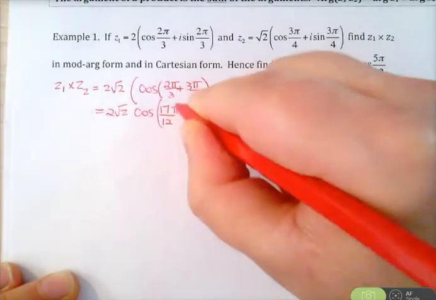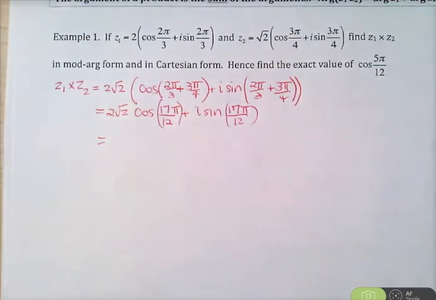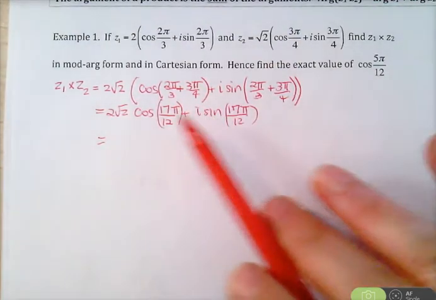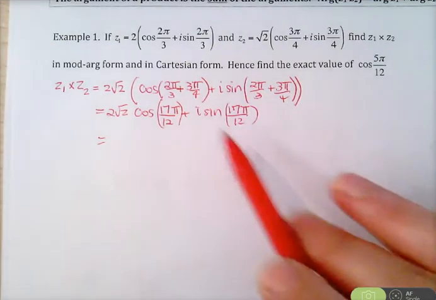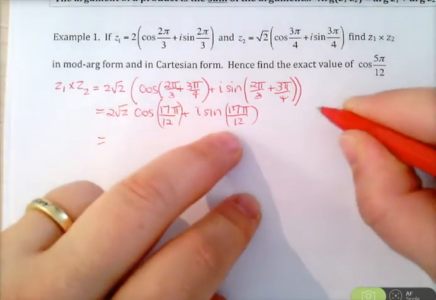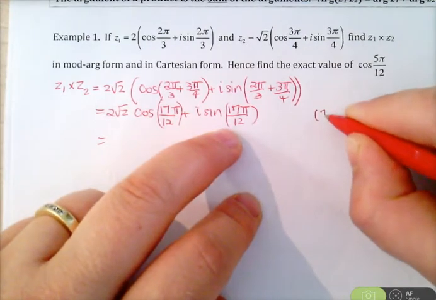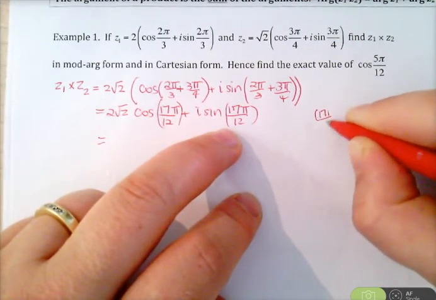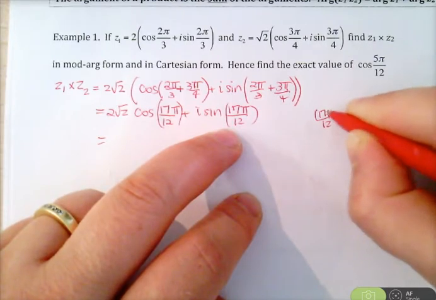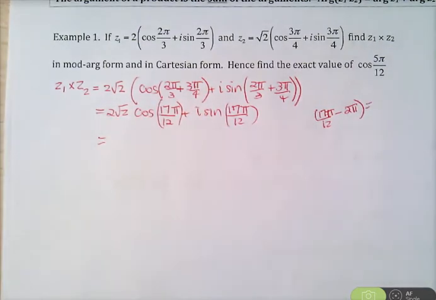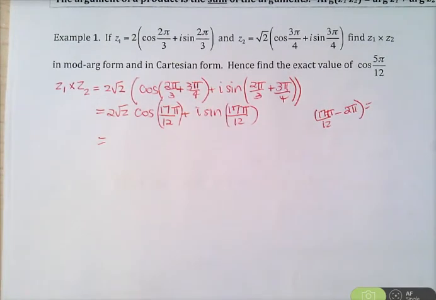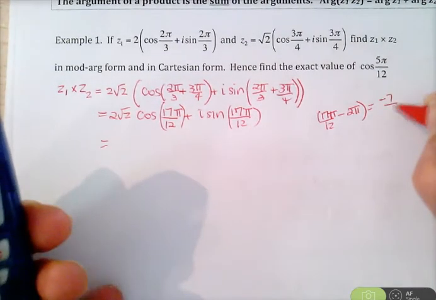Now we know that 17π/12 is obviously beyond 1π, so we need to subtract 2π. Over here, I'm going to do 17/12 π minus 2π. On your calculator, you can just do 17/12 minus 2, and you get -7/12.